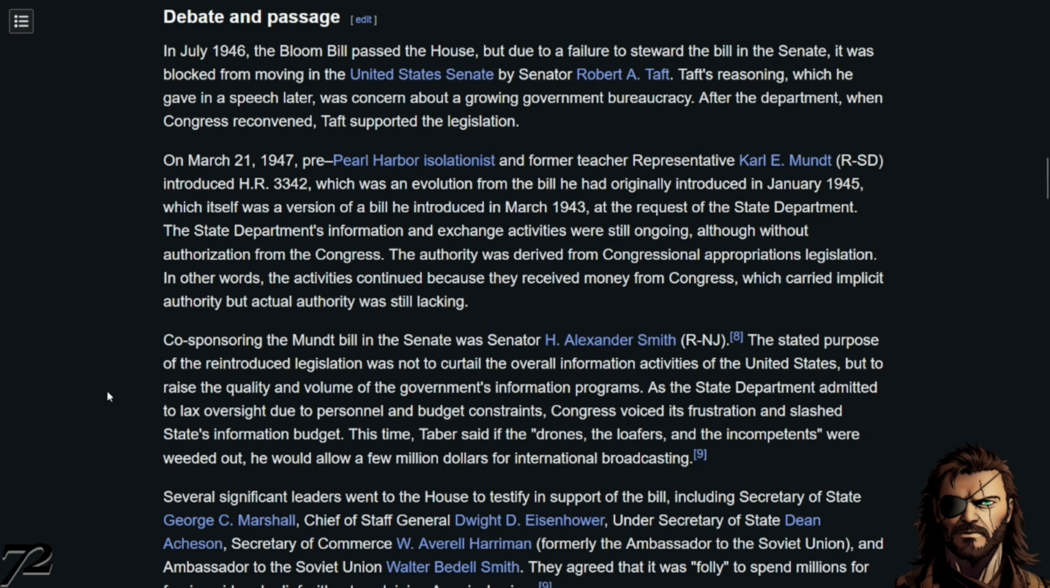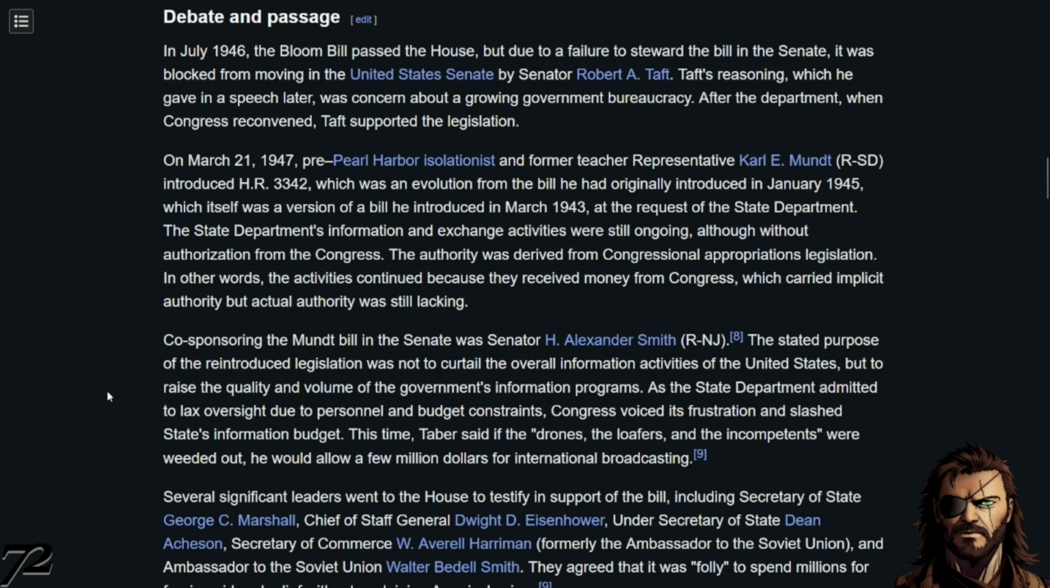The State Department's information exchange activities were still ongoing, although without authorization from Congress. The authority was derived from congressional appropriations legislation. In other words, the activities continued because they received money from Congress, which carried implicit authority, but actual authority was still lacking. Co-sponsoring the Mundt bill in the Senate was Senator H. Alexander Smith, Republican of New Jersey.